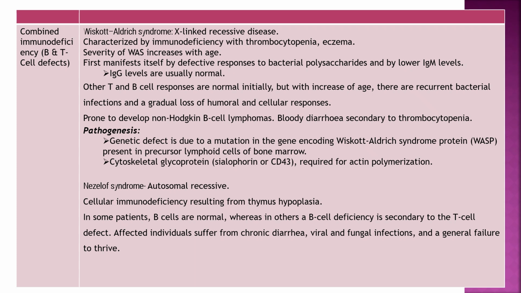Other T and B cell responses are normal initially, but with increase of age, there are recurrent bacterial infections and gradual loss of humoral and cellular response. Patients are prone to develop non-Hodgkin B cell lymphoma, and bloody diarrhea due to thrombocytopenia. Pathogenesis: the genetic defect is due to mutation in the gene encoding Wiskott-Aldrich syndrome protein, present in precursor lymphoid cells of bone marrow. It is a cytoskeletal glycoprotein, CD43, required for actin polymerization.